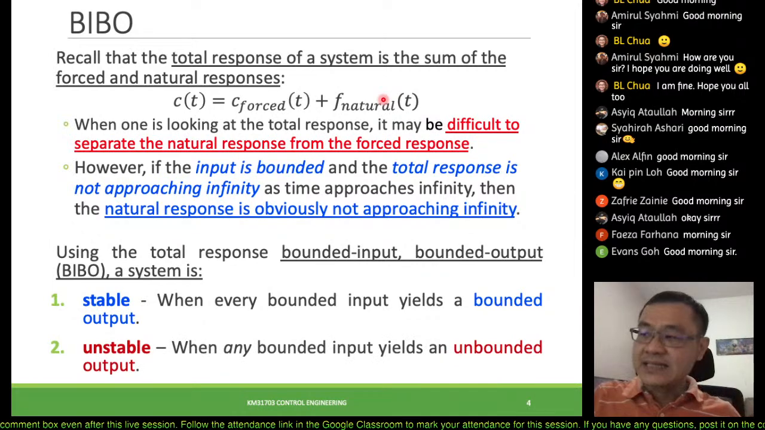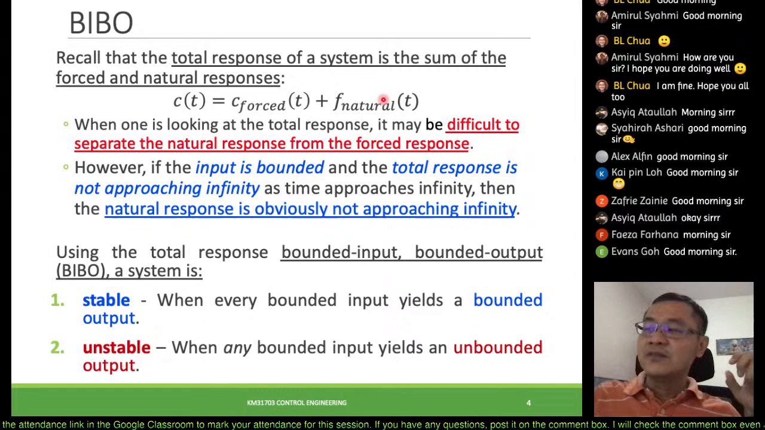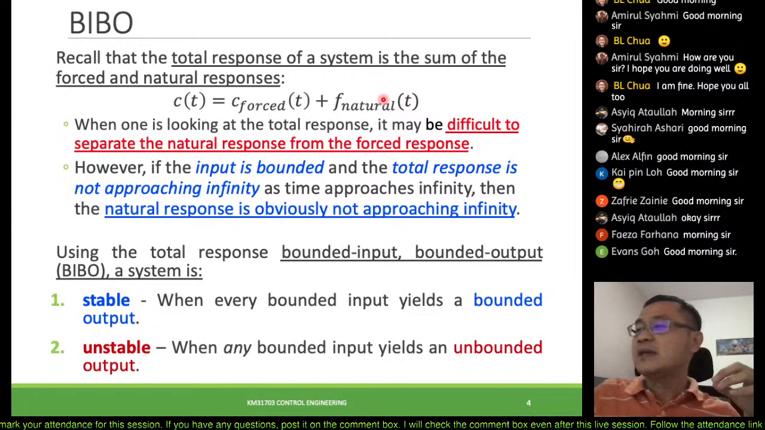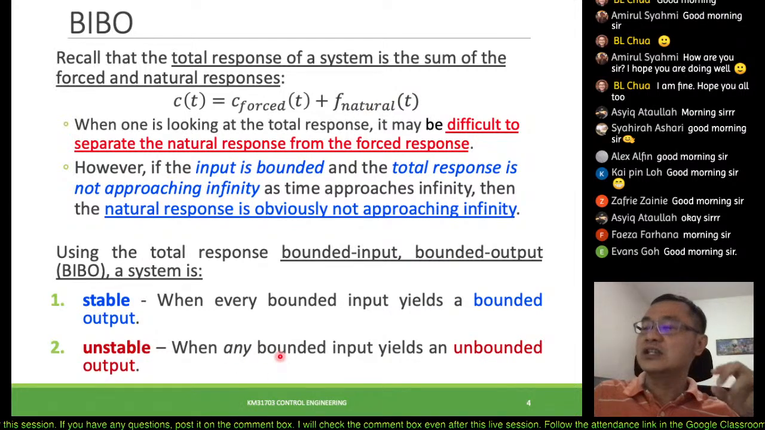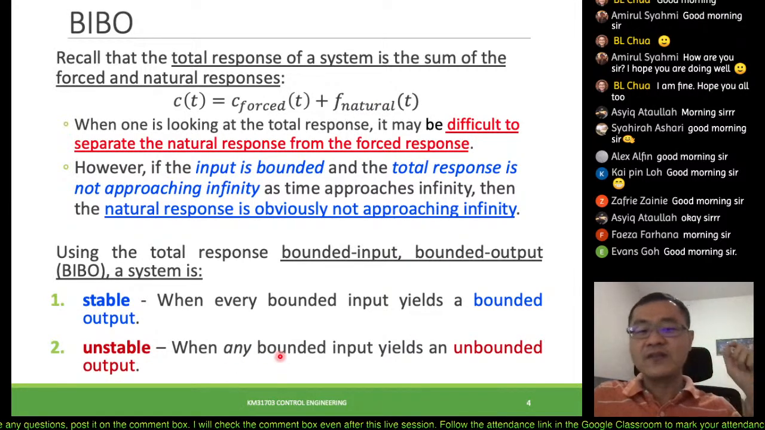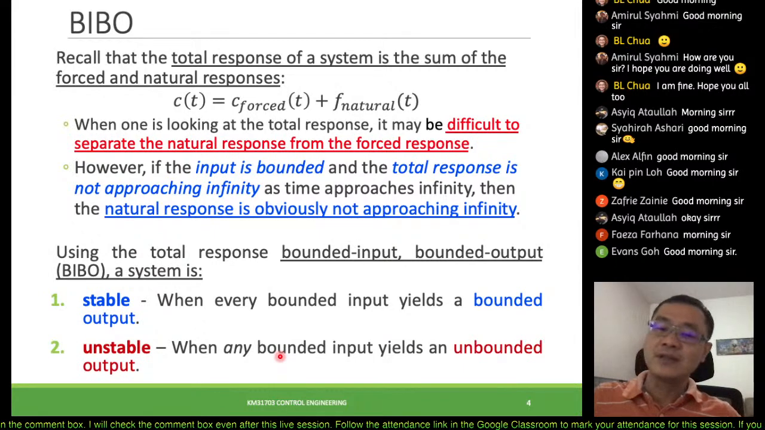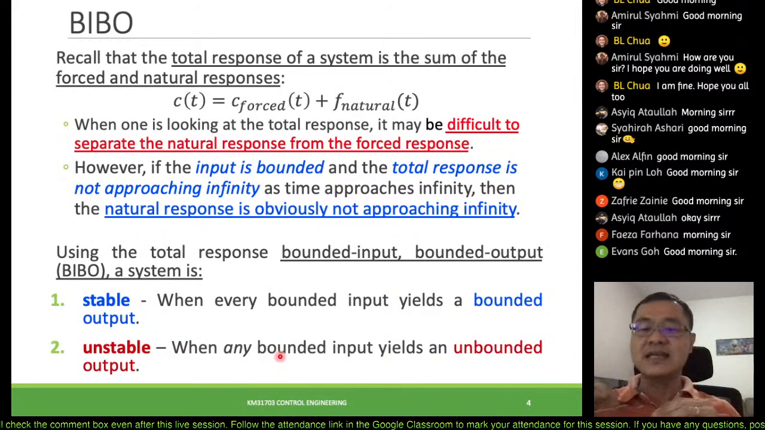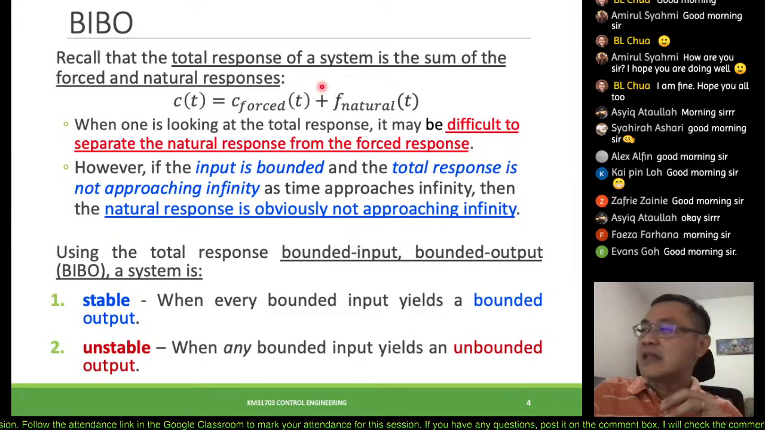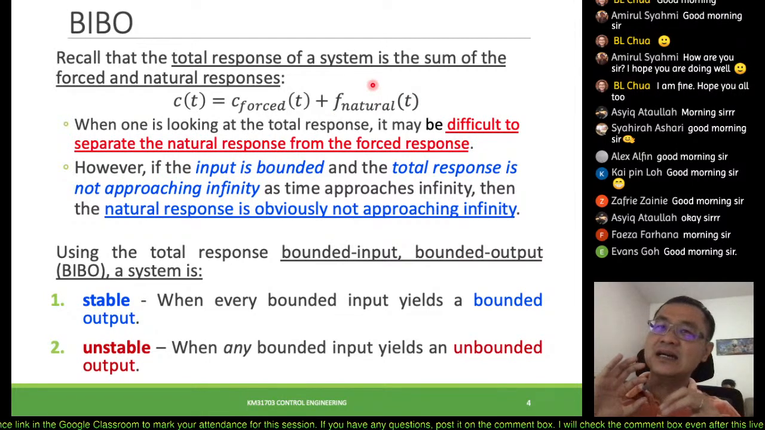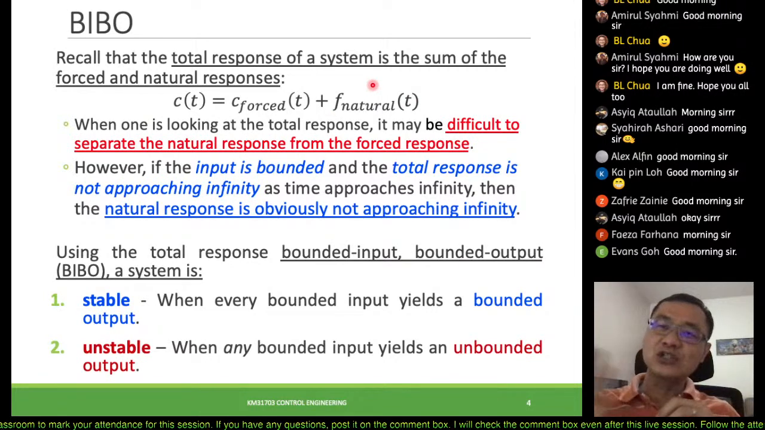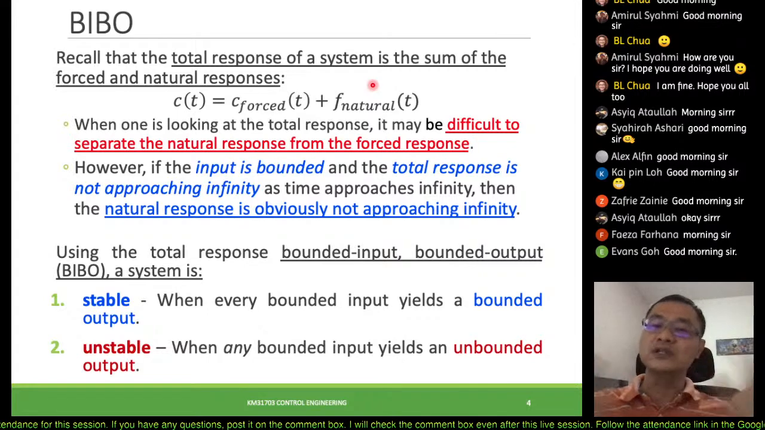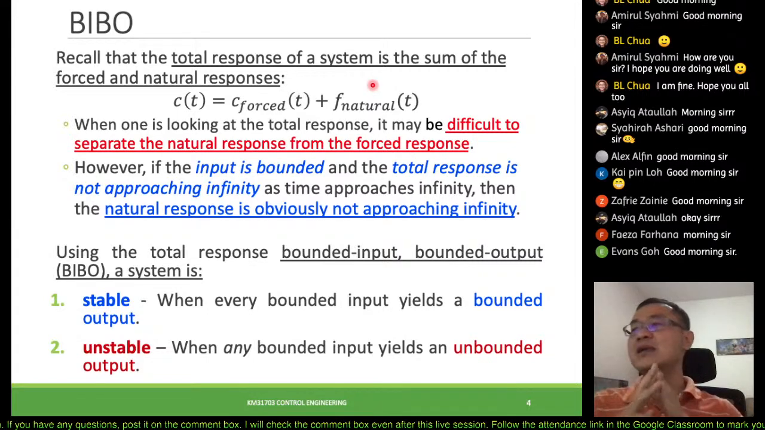For an unstable system, whenever we give any bounded value to the system, it still gives us an unbounded output. That tells us there is an unstable natural response in the system. Okay, this is the idea of the BIBO.